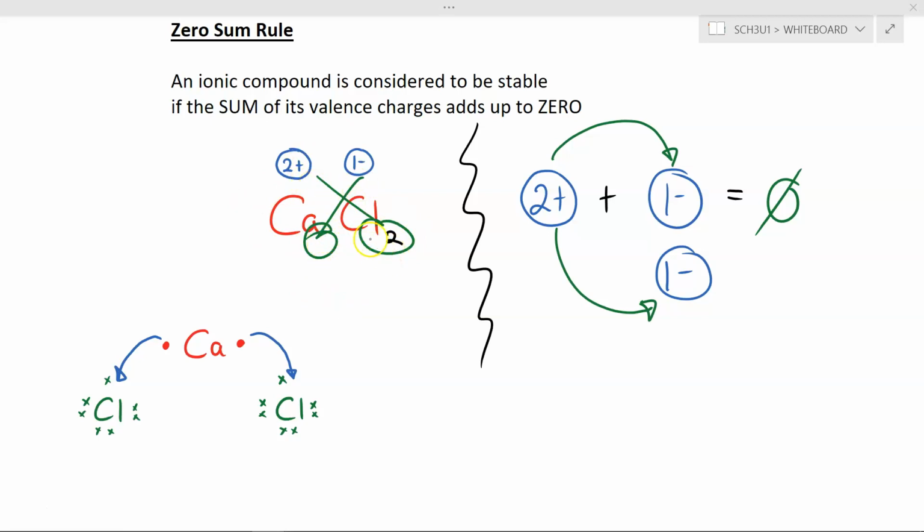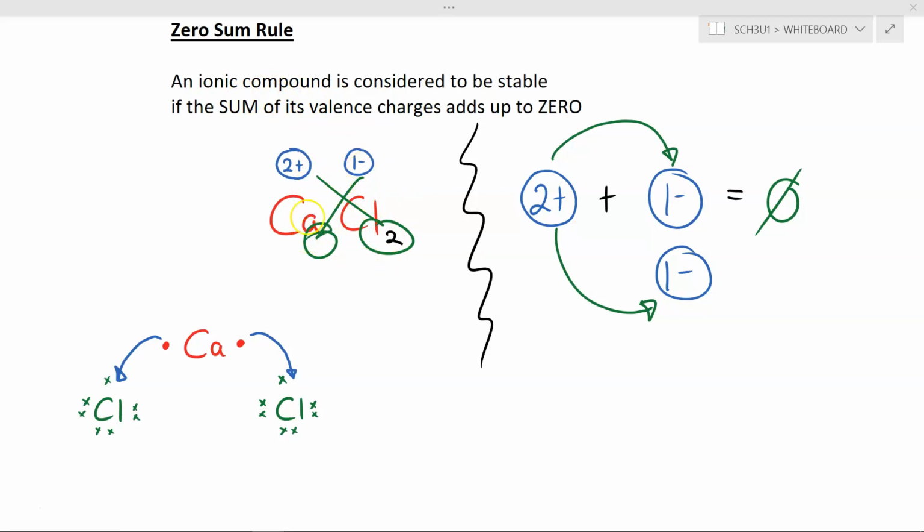Why are you crisscrossing? Why does it have 2 chlorines? Why is it 1 calcium? I don't know, I'm just crisscrossing. You're just blindly doing something that you don't understand. While the zero-sum rule forces you to think about how many electrons am I losing, how many electrons am I gaining, and if I can add them up to 0, that means each electron has found a new home. If the value is not 0, that means you've either got an extra electron or fewer electrons than you need to achieve stability. So the zero-sum rule forces you to think about the chemistry and the movement of electrons, while the crisscross rule is just you blindly crisscrossing.